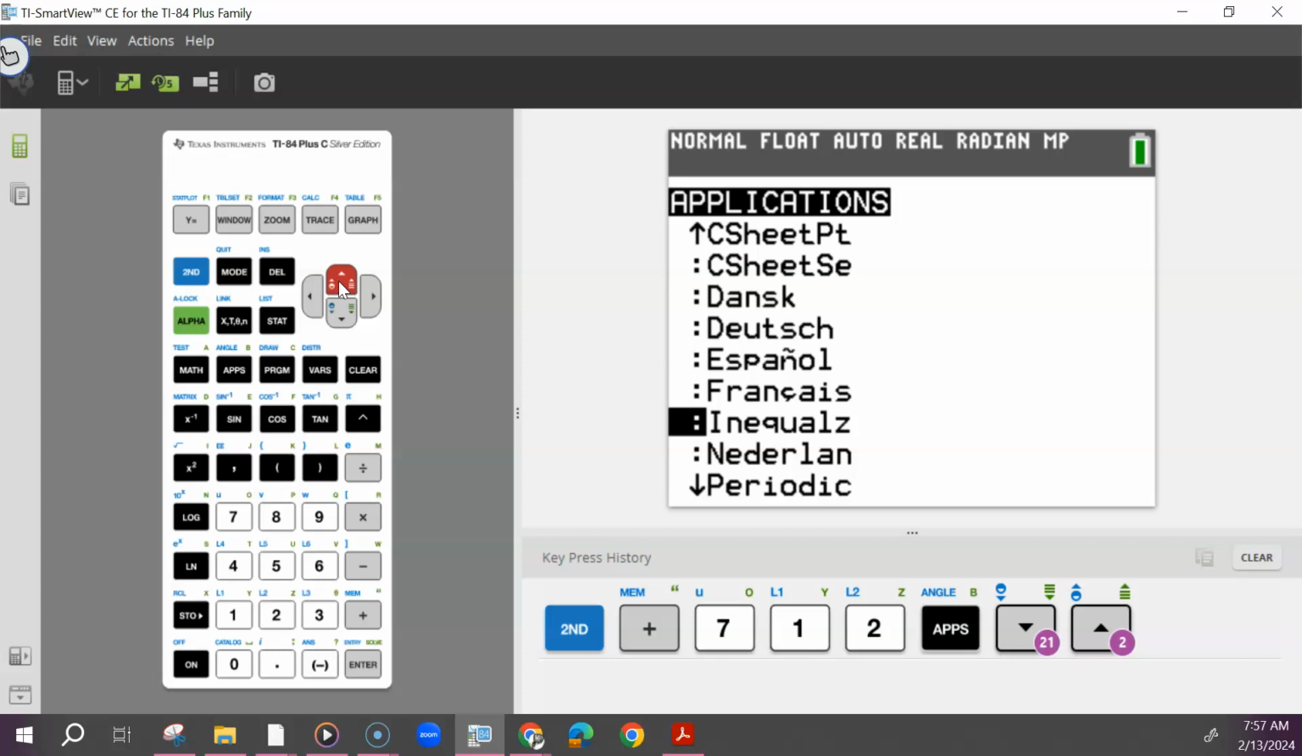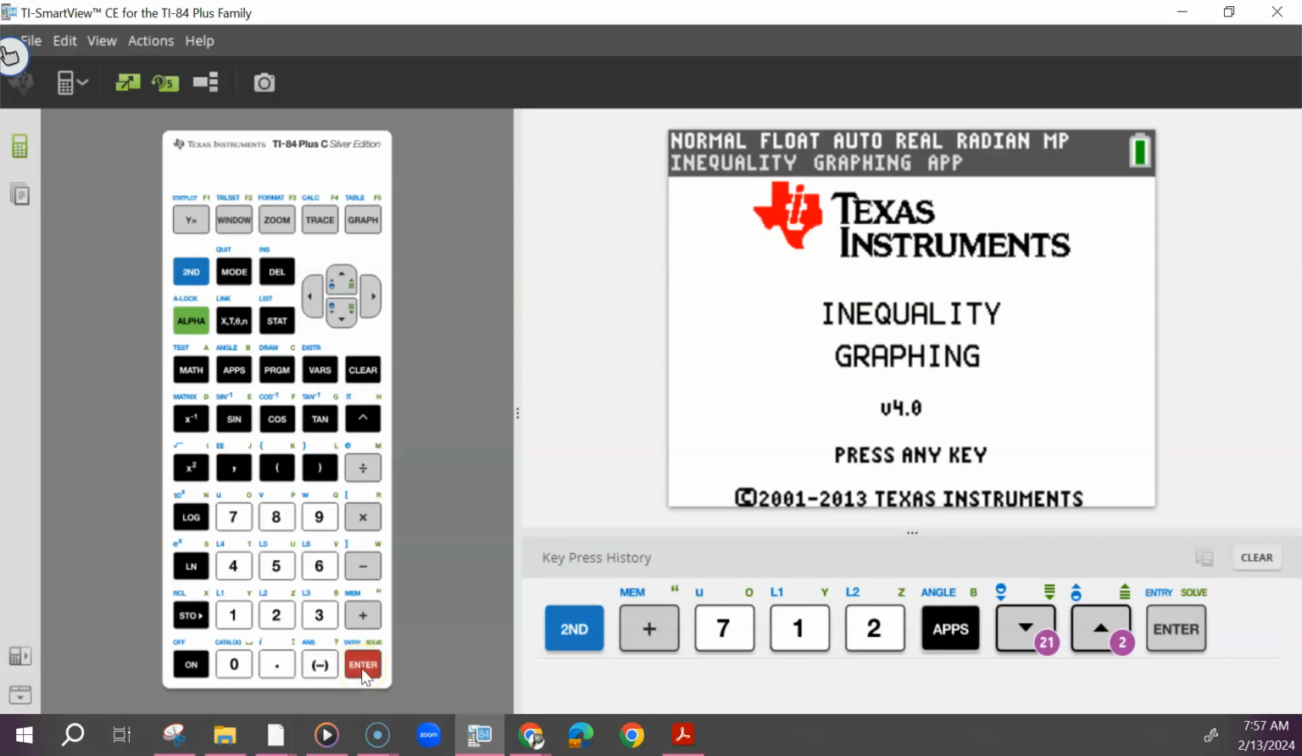Does anyone not have Inequalz? I tried to fix all the ones that didn't. You don't have it, okay. Okay, grab a different one. I need to add it to this one. You need to add what? The apps. You went to apps. Oh wait, never mind. Okay.